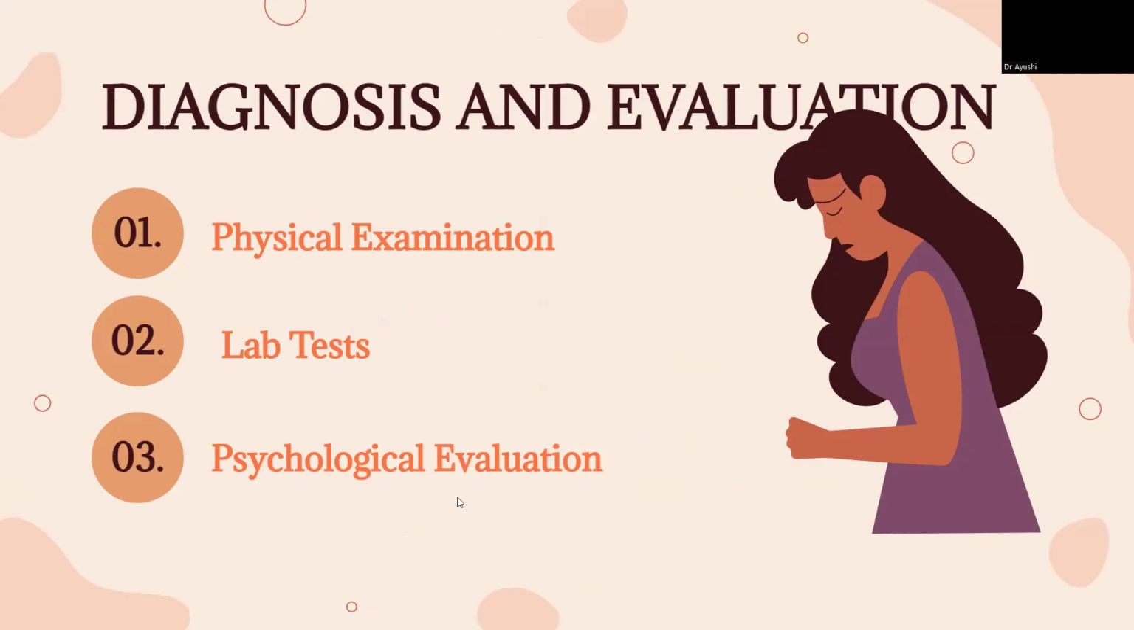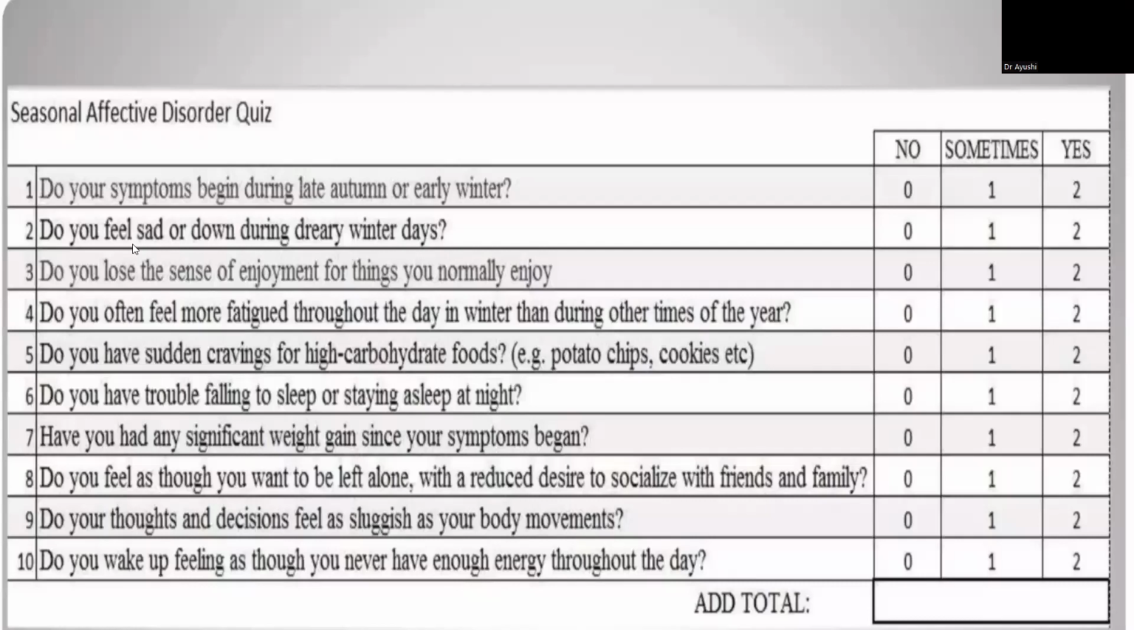And third is psychological evaluation, in which we ask some questions to the patient. This is a SAD quiz in which we ask these questions, and accordingly we mark them. So questions such as: do your symptoms begin during late autumn or early winter? Do you feel sad during winter days? Or do you lose the sense of enjoyment, and so on? So accordingly, we evaluate whether the patient has developed SAD or not.